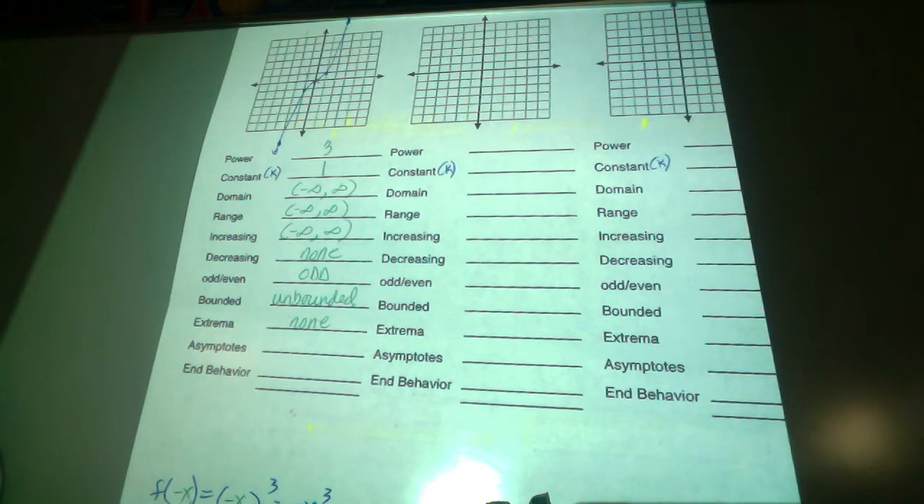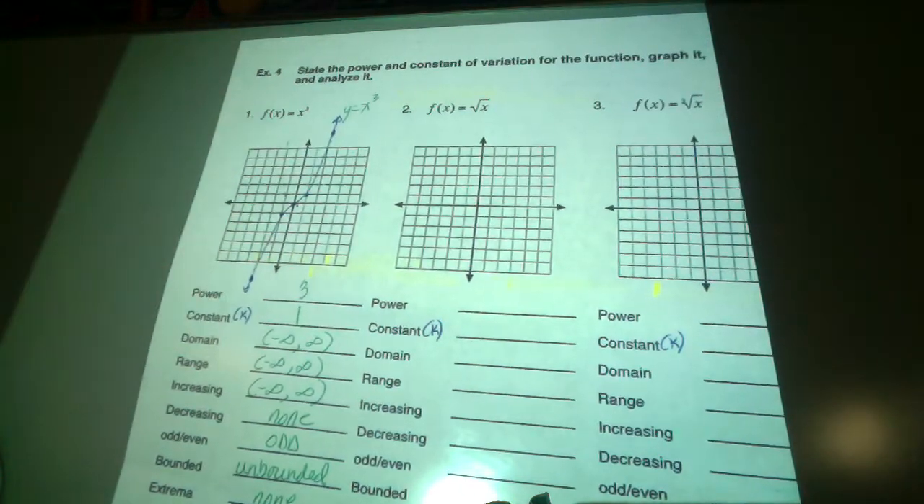Asymptotes, that could be vertical or horizontal. There are no fractions in this. No variables in the denominator. That creates vertical asymptotes. There's no numerator and denominator to compare degrees with, so there's no horizontal asymptote. So there is none.